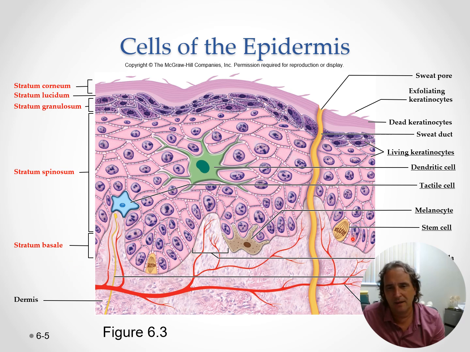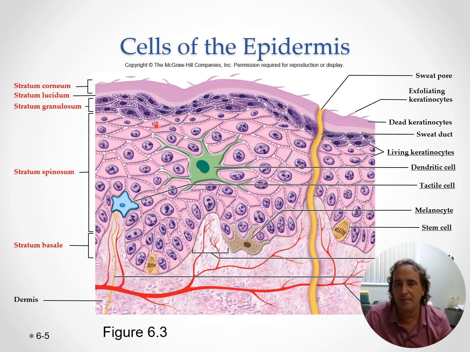A good way to think about it: basale, basement, bottom, that's how you know you're going to start with the stratum basale right above the dermal papilla. Above that is going to be the stratum spinosum. And if you see, the further you get up in the stratum spinosum, instead of being nice cubes or tall cells, they become very flat.